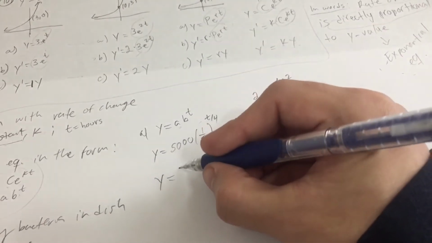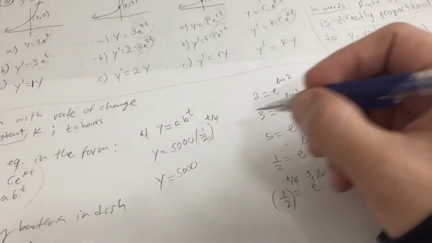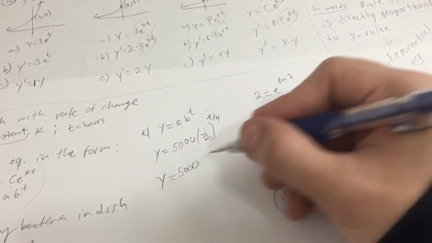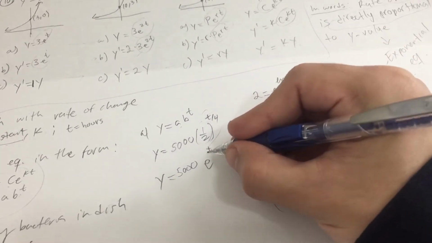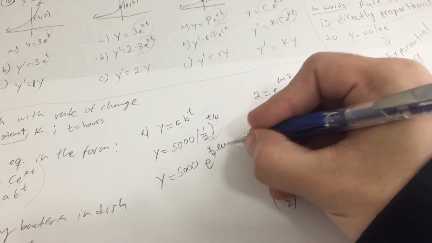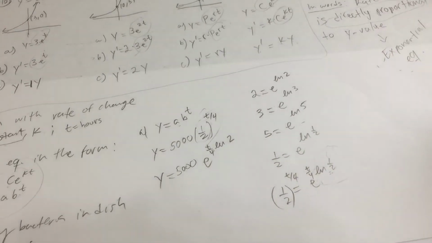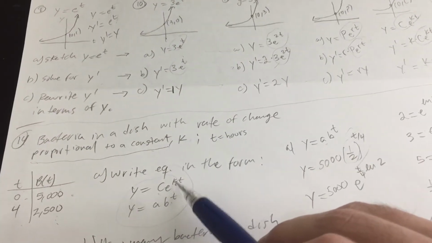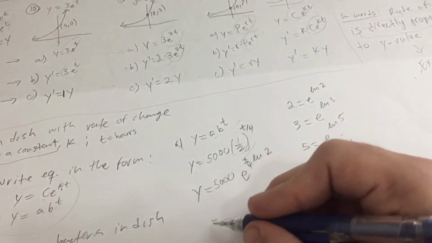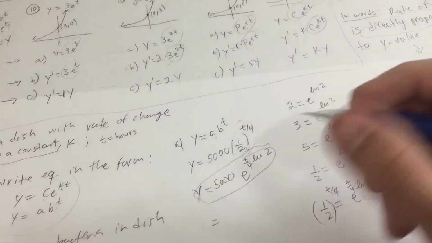Therefore, we can say, all right, 5,000 is the same, and this right here gets replaced with this down here, which is times e to the t over 4 times the ln of 2. All right? And that's almost precisely in that form. I'm just going to rewrite this a little bit differently, but this is sufficient. You can stop right there.